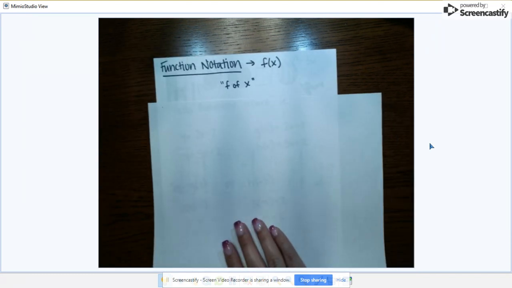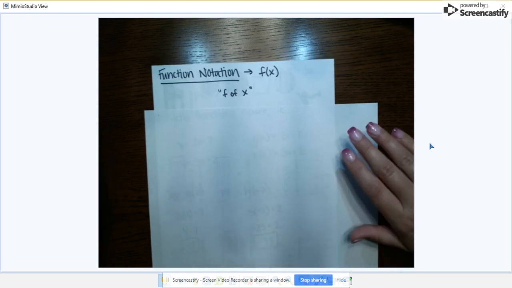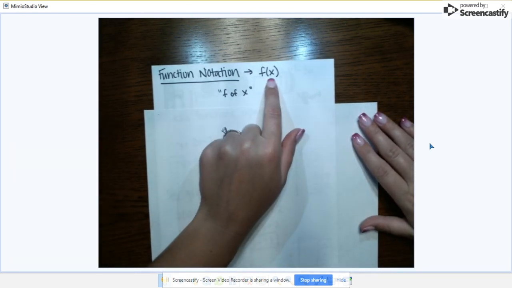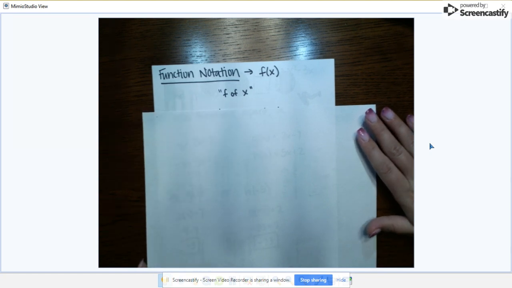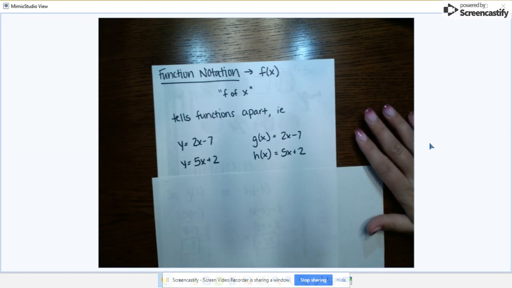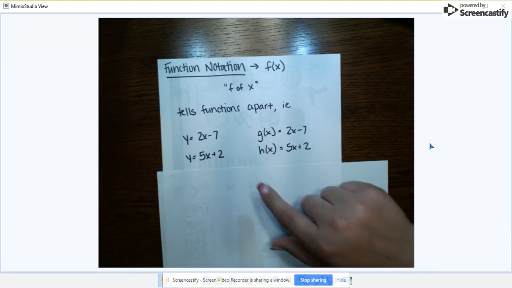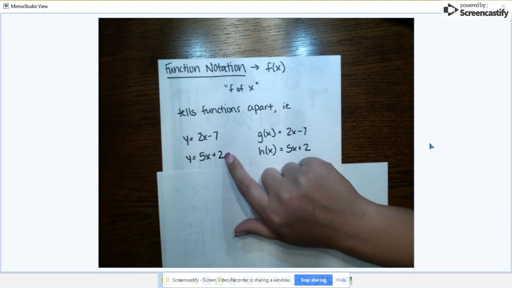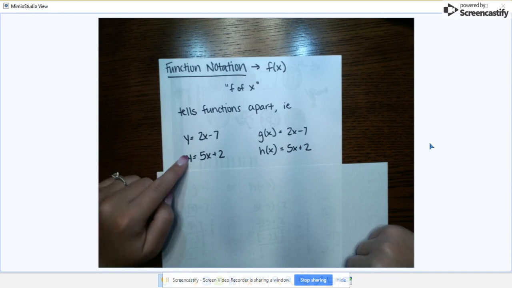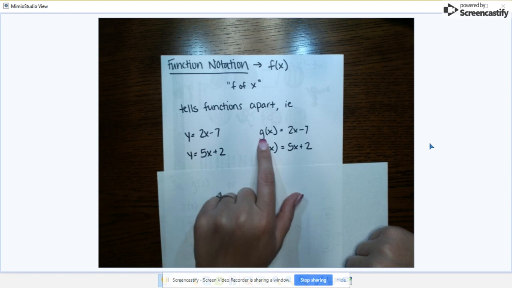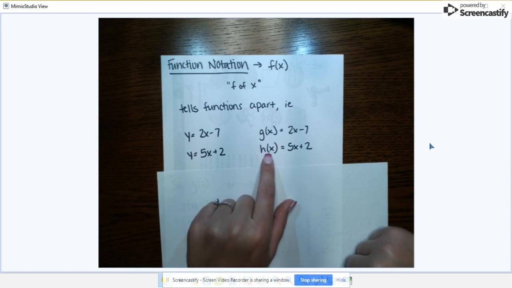Okay, last thing we need to talk about today is function notation. So function notation looks like this, and we pronounce that f of x. So the reason for function notation, it helps tell different functions apart. So if I gave you these two functions and I said plug x equals 2 into your equation, you wouldn't know which equation to go to. So we rename them g of x, h of x. This could be almost any letter. So we use function notation to separate the two.